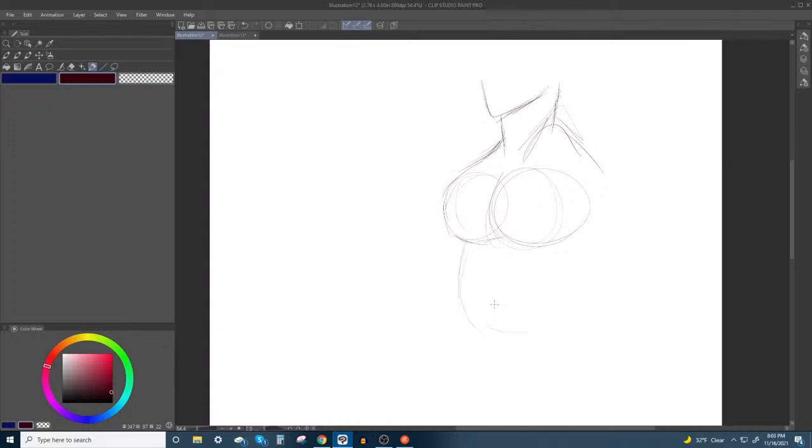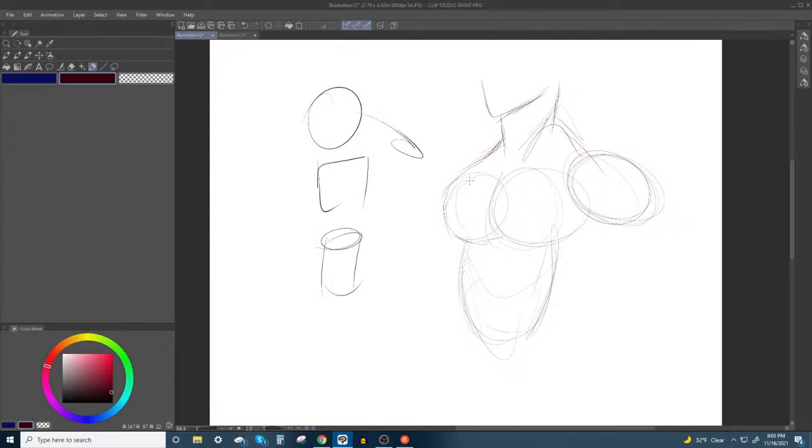And then we're going to make a circle here, and then I'm going to make another giant circle here. Okay? This is why I say learn your circles, your squares, and your cylinders. This is very important. We're using a bunch of circles here, okay? So I'm going to make it like this.